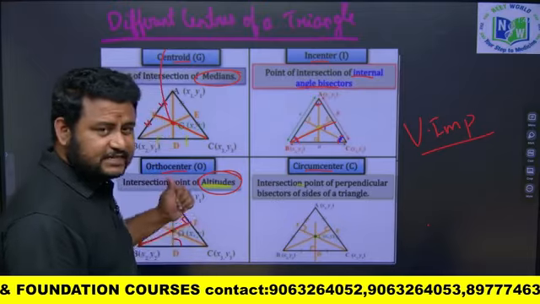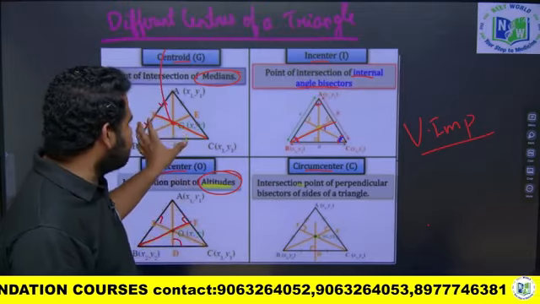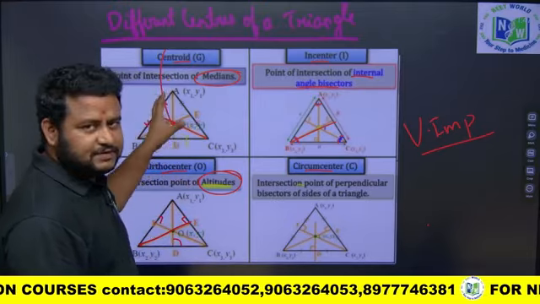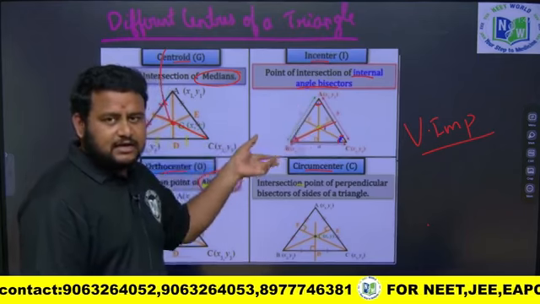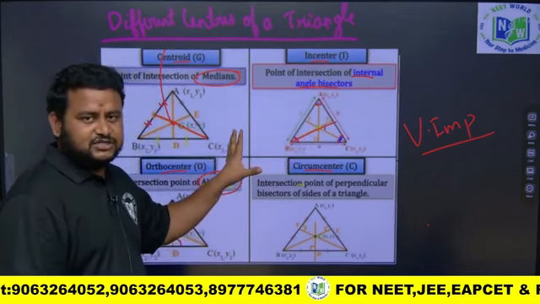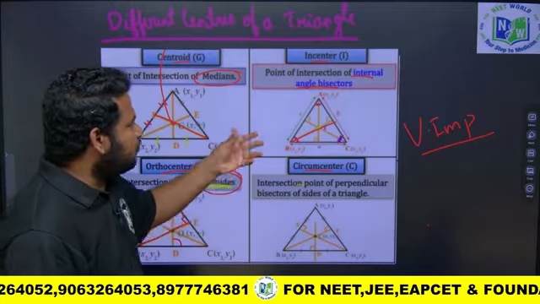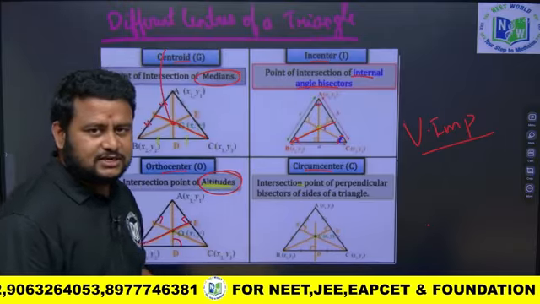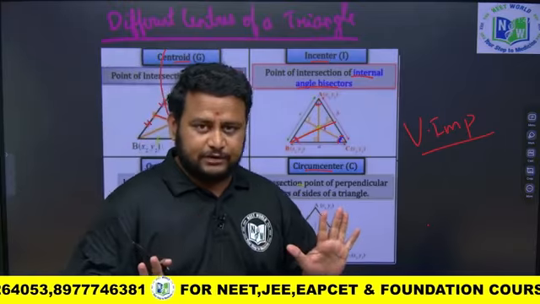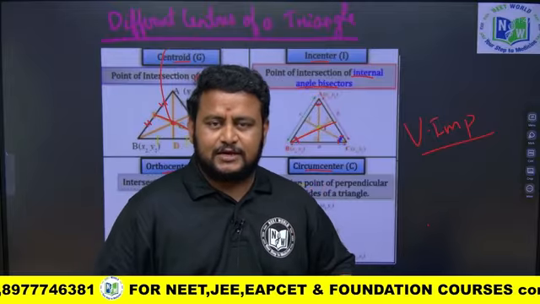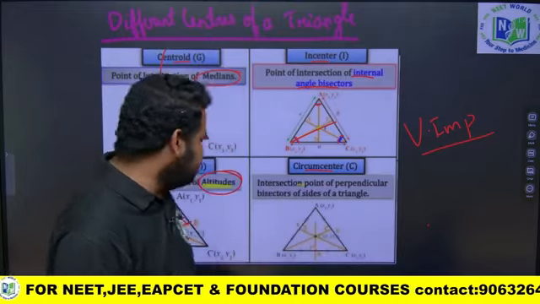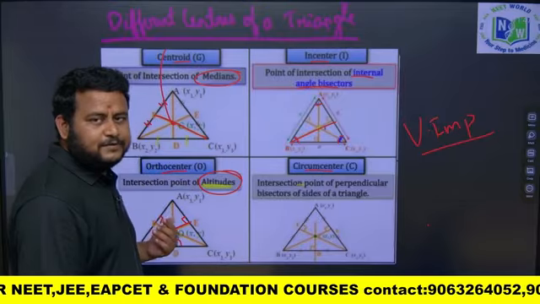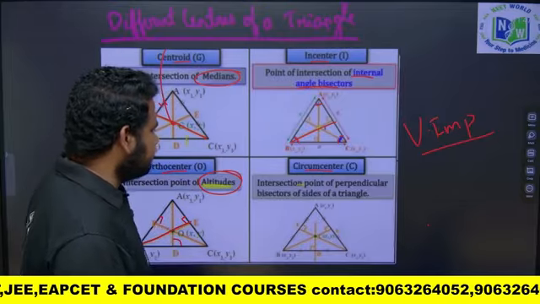Here we are not talking anything about bisecting. Bisecting comes only with medians, where the median bisects the opposite side, and with the incenter, the internal angle bisector. The point of intersection of internal angle bisectors is called the incenter. When it comes to the orthocenter, it is the point of intersection of altitudes only. Altitudes means perpendicular to the opposite side. That's it. Next, coming to circumcenter.